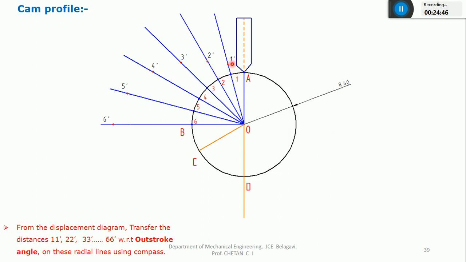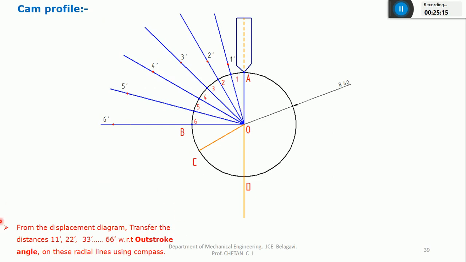Just draw an arc. Take this point as point 1 as a reference point. Just draw one arc. Again copy the distance from the displacement diagram, that is the 2 to 2 dash. Again take this as a reference point. Just draw one more arc. Again copy the distance from the displacement diagram, that is the 3 to 3 dash. One more point. So that you have transferred all the distances from the displacement diagram with respect to the outstroke angle, because this is nothing but the outstroke angle.